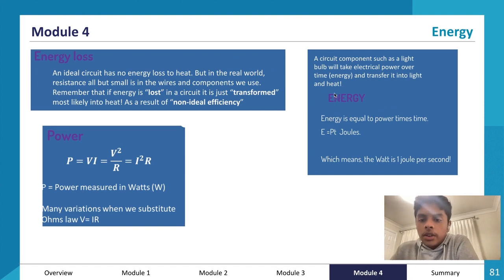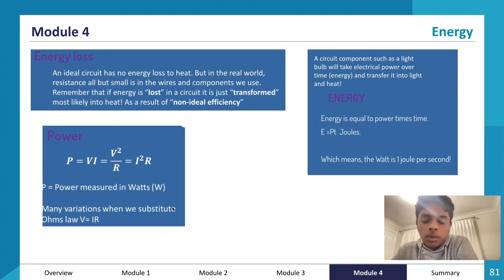Let's look at energy now. A circuit component such as a light bulb will take electrical power over time and transfer it into light and heat. So we take electrical power and change it to light and heat. Energy is equal to power times time. So E equals PT, which is in joules, which means that a watt is just 1 joule per second. So watt is just energy over time, which is power.